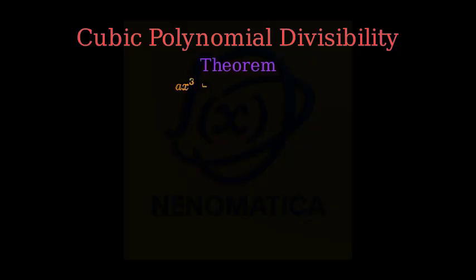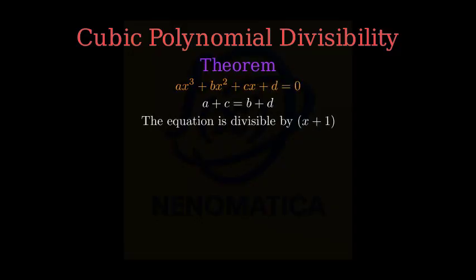If we have a cubic equation of the form ax cubed plus bx squared plus cx plus d equals 0, with the condition that a plus c equals b plus d, then the equation is divisible by x plus 1. Now, let's prove this theorem. If we divide the cubic equation by x plus 1, we should get a quadratic equation with calculable roots.